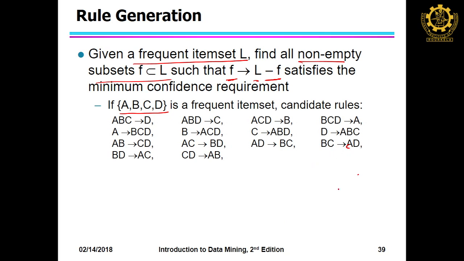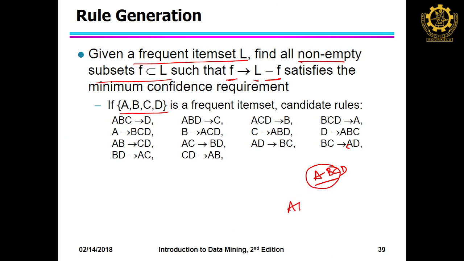So, all subsets means 2 to the power 4 will be the total number of subsets. Now, let us say one subset is A, B, D, C, or one subset is, let us say, A, B, C, D. Now, what you generate is you take A, B, C as one subset here. Somewhere you will see A, B, C is one subset.